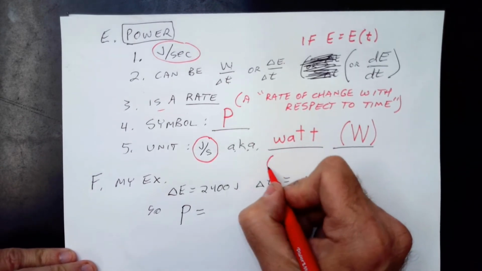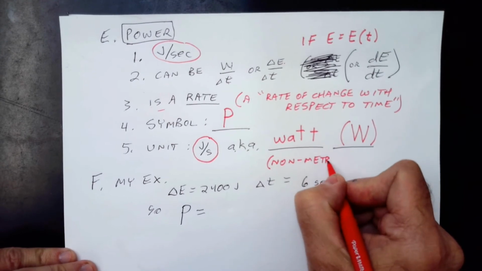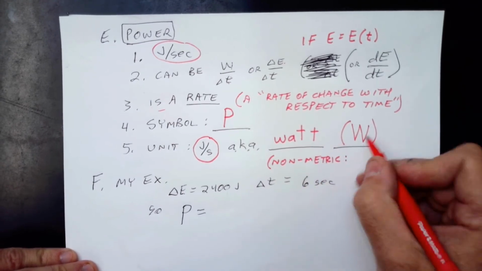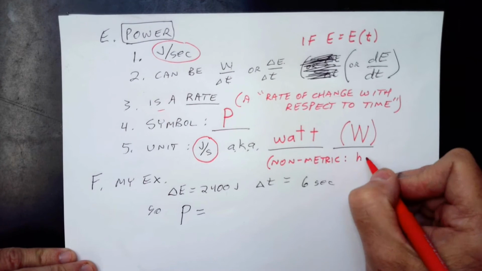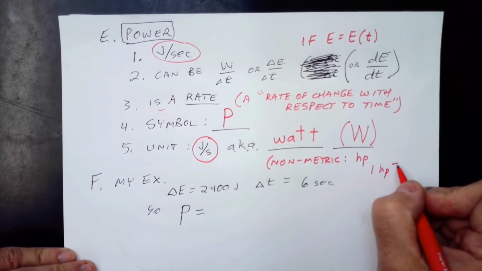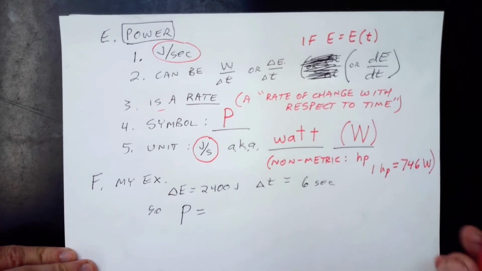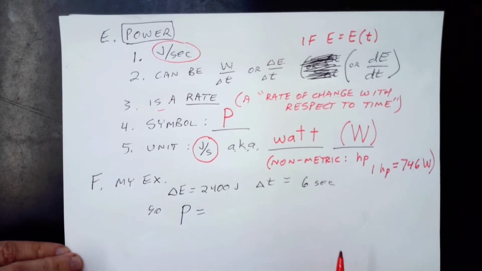Right? And since it's named after a person, the symbol for the watt is a capital W, not a lowercase w. There's a non-metric unit for power that is very common in the United States and also in general in automotive engineering, and that's the horsepower. And 1 horsepower is equal to 746 watts to 3 significant figures. That's not exact, but that's the 3 significant figures.